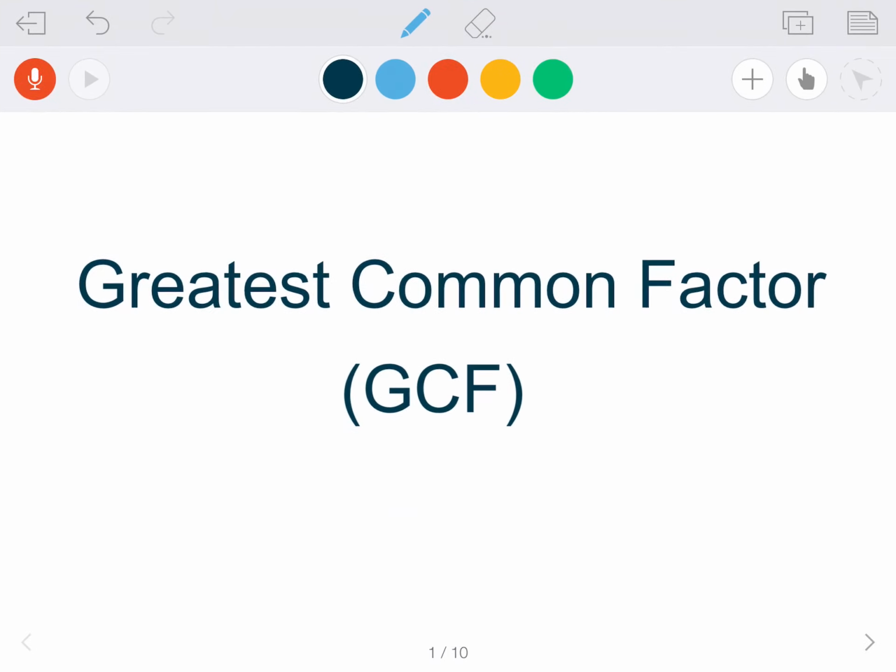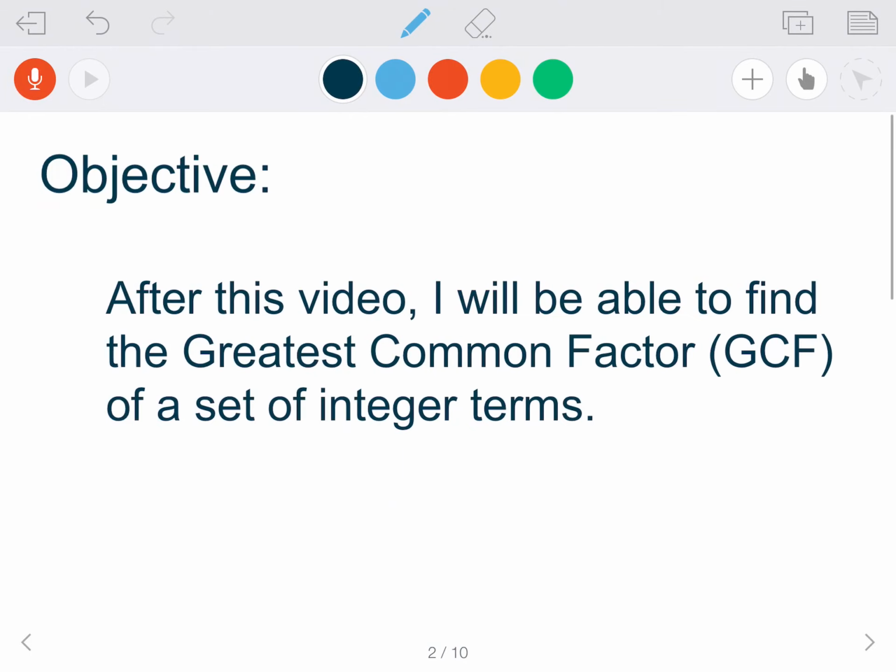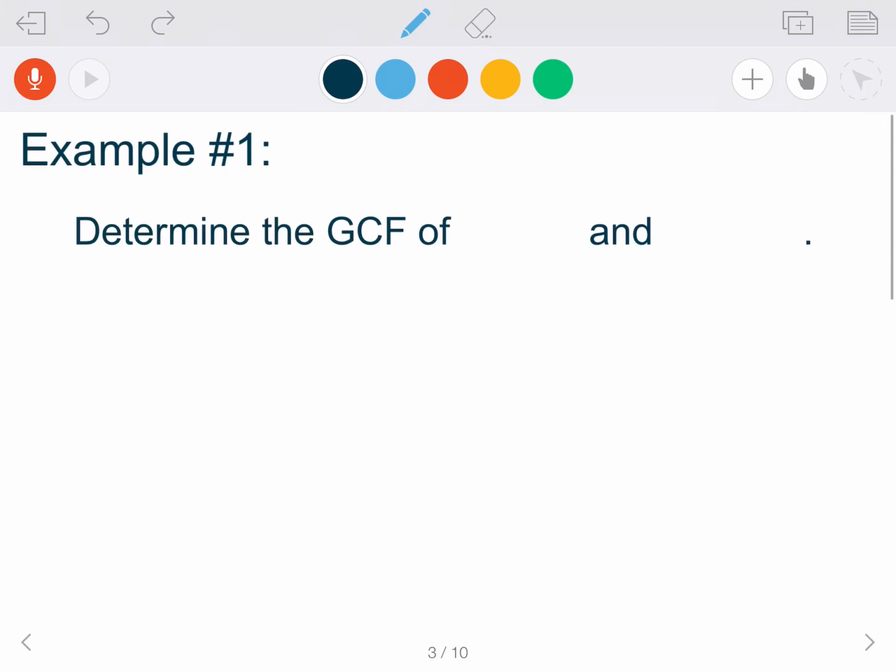In this video, we will be discussing the greatest common factor, also known as the GCF. Our objective for this video: after this video, I will be able to find the greatest common factor, GCF, of a set of integer terms. Let's get started with an example. Example number 1. Determine the GCF of 3 and 15.